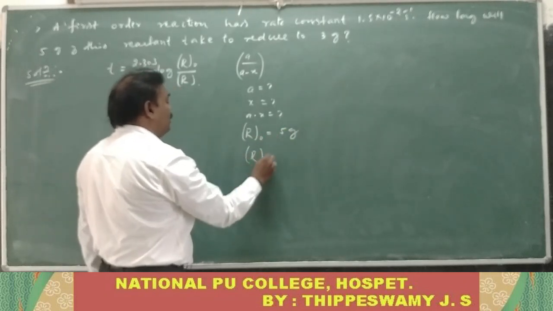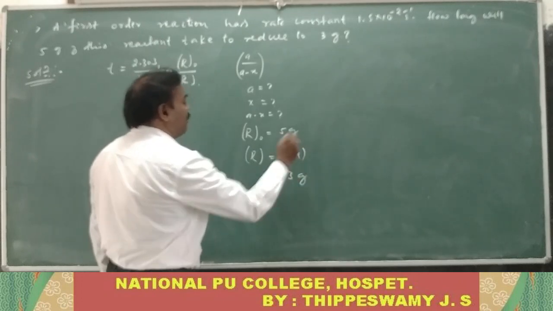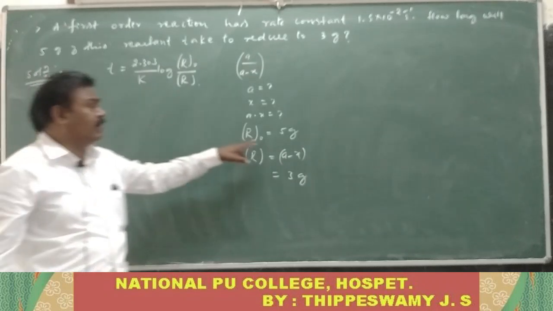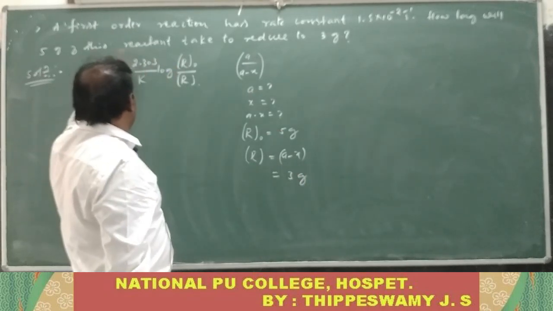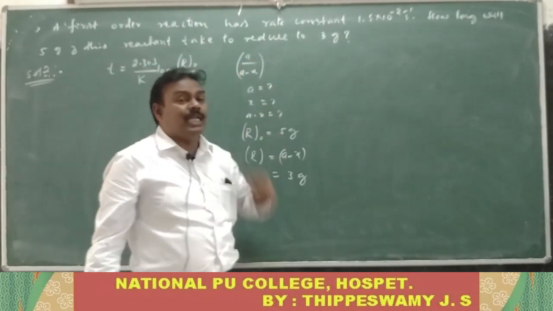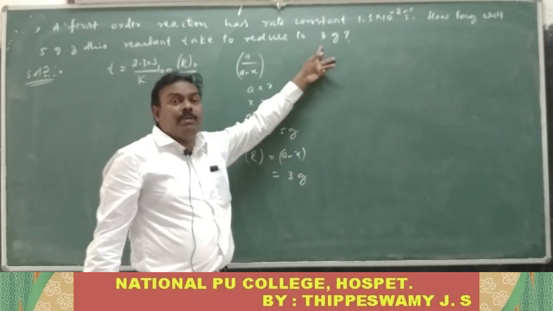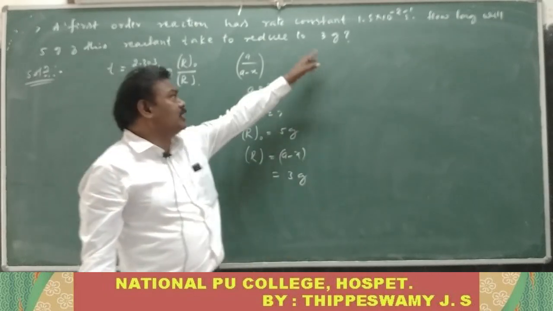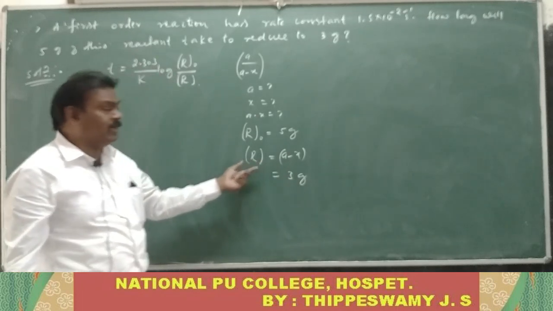Then what is the value of R? R is equal to a minus x only, or this is equal to 3 gram we can take, because 5 gram reduced to 3 gram. You don't take 5 gram minus 3 gram, that is wrong. Already what is given? The sentence says how long will 5 gram of this reactant take to reduce to 3 gram. The amount of the reactant remaining unreacted, that is how much? 3 gram remains unreacted, that is a minus x only. So a minus x is equal to 3 gram.